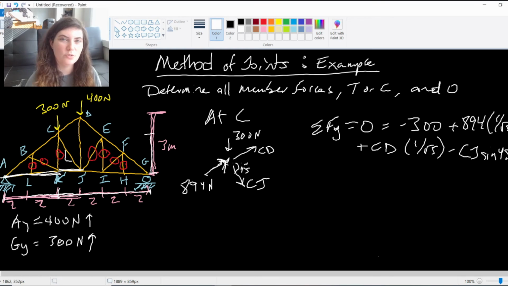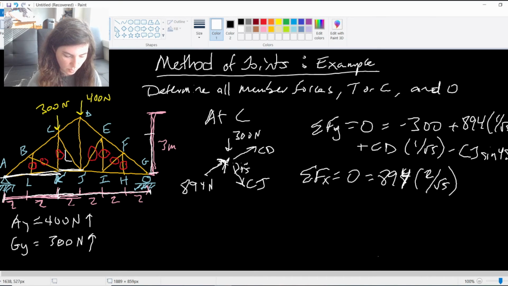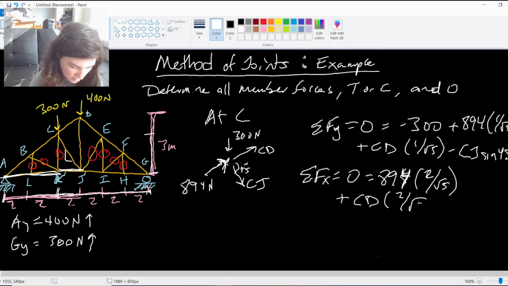So I have 2 unknowns in this equation, so I can't solve it outright. I'm going to need to set up my x equilibrium equation, which is going to be my 894 times 2 over square root 5, my x component of the 894, and that's going in the positive x direction. I think all of these I have drawn in the positive x direction. So plus the x component of CD, is that, again, 2 over square root 5 ratio, plus the x component of CJ. It's going to be CJ cosine 45.